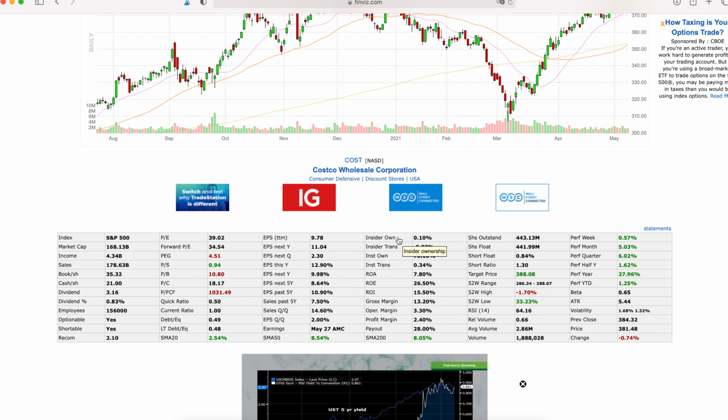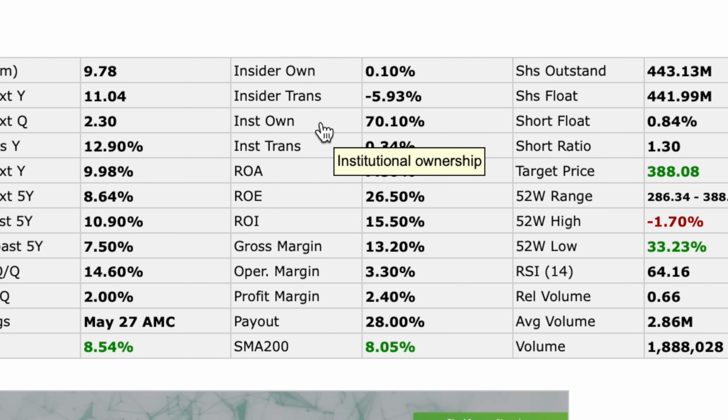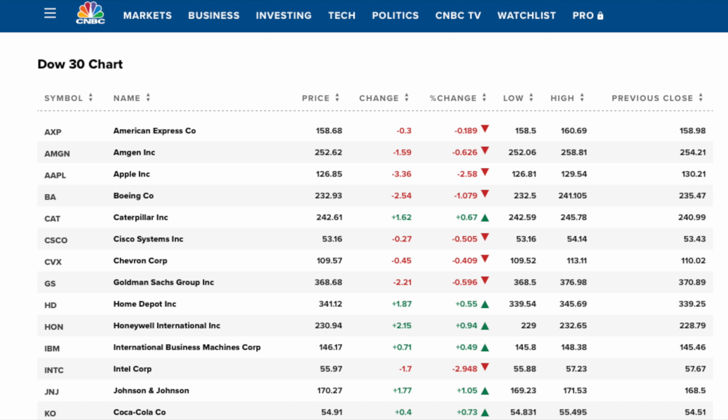Another interesting number we see here is the institutional ownership, which is 70.1%, so about 70%. And that means the majority of Costco is owned by big institutions, and only 30% is traded by individual investors like you and me. And for a majority of these large cap stocks, they're mainly owned by institutions.